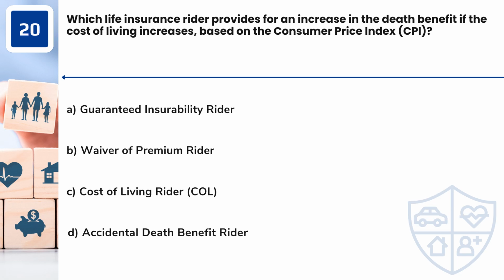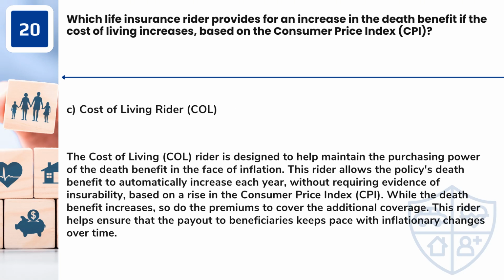Question 20. Which life insurance rider provides for an increase in the death benefit if the cost of living increases, based on the Consumer Price Index, CPI? A. Guaranteed insurability rider. B. Waiver of premium rider. C. Cost of living rider, COL. D. Accidental death benefit rider. Answer: C. Cost of living rider, COL.